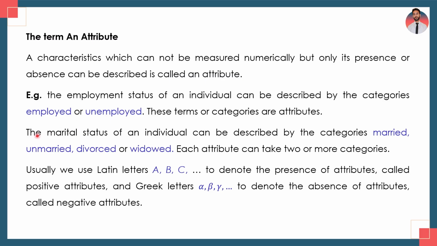Another example is the marital status of an individual, which can be described by the categories married, unmarried, divorced, or widowed. Each attribute can take two or more categories. These categories are also called attributes. Usually we use Latin letters A, B, C to denote the presence of attributes, called positive attributes, and Greek letters alpha, beta, and gamma to denote the absence of attributes, called negative attributes.